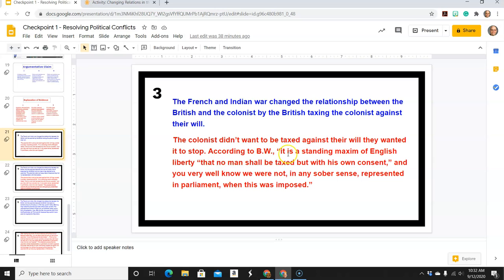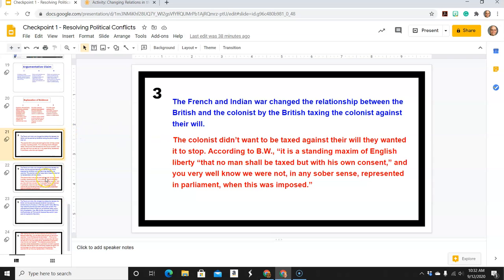So according to the quote, it is a standing maxim of English liberty that no man shall be taxed but with his own consent. You know very well that we were not in any sober sense represented in Parliament when this was imposed. All right, this tells me that, yes, you know what you're talking about. This supports the claim. And then you have a sentence explaining the fact. The colonists didn't want to be taxed against their will. They wanted to stop it. Yeah, this is a good solid 3.